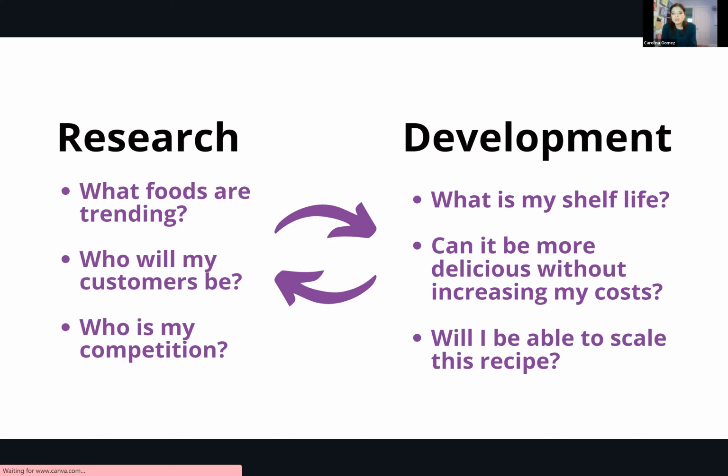And then, will you be able to scale the recipe? Once you develop the recipe and you know what you're going to make, will you be able to delegate this? Is this something you can train people to do? Is this something you can teach somebody how to make? Because if you can, then that's a good menu item. If you can't, don't put it on the menu, because the business owner should not be doing their own food production.